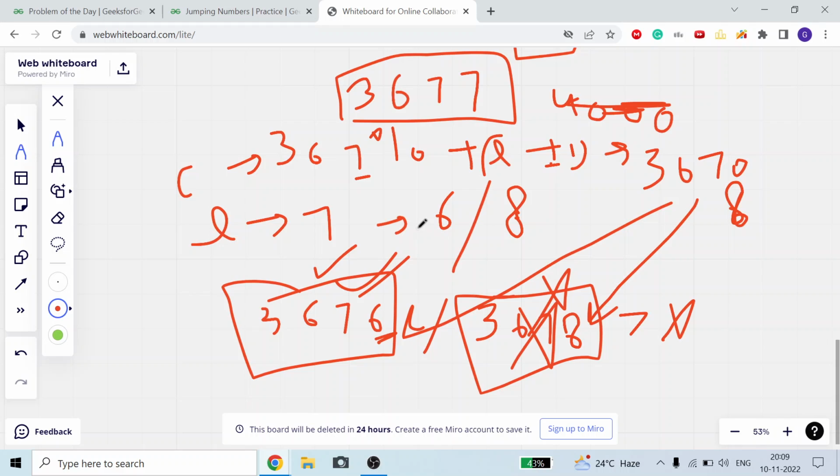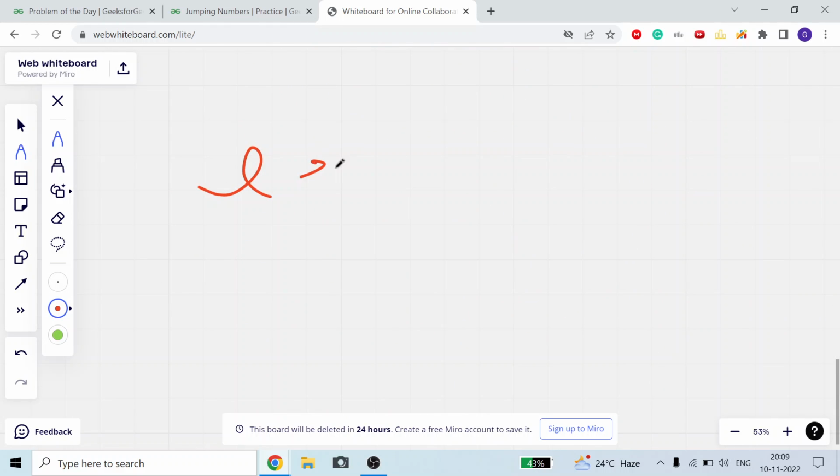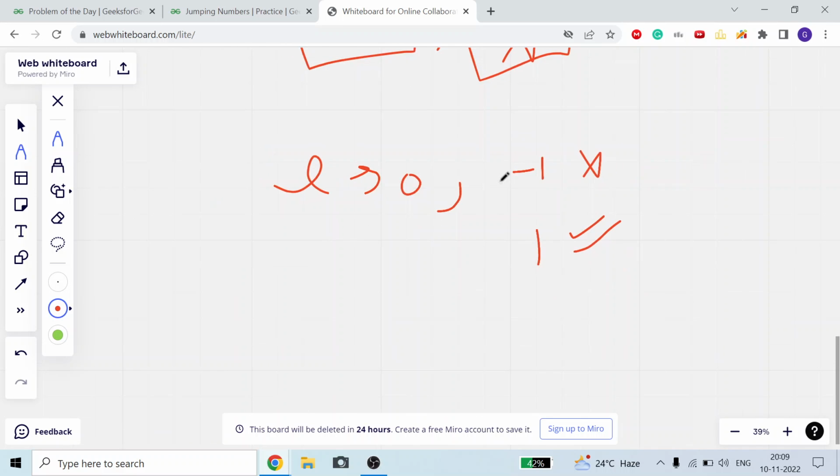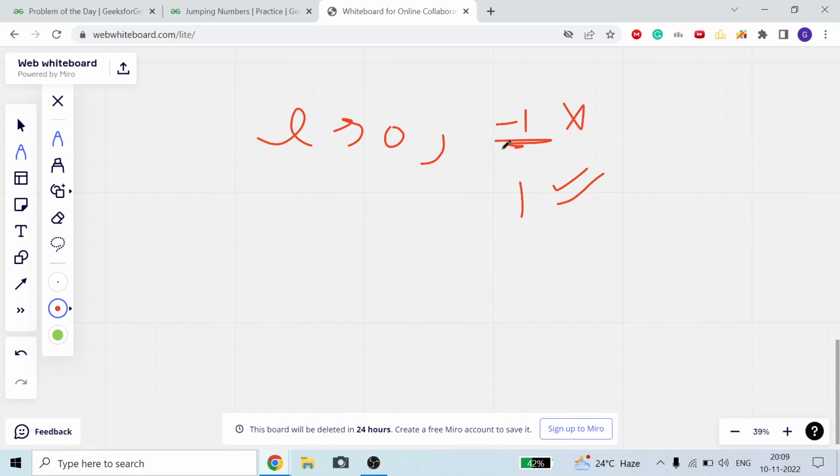Okay guys, but here are two special conditions. When l is equal to 0, you cannot add 0 minus 1. There are two options, 0 minus 1 or 0 plus 1, but you can only add 1, you cannot add minus 1, because that digit cannot be negative.